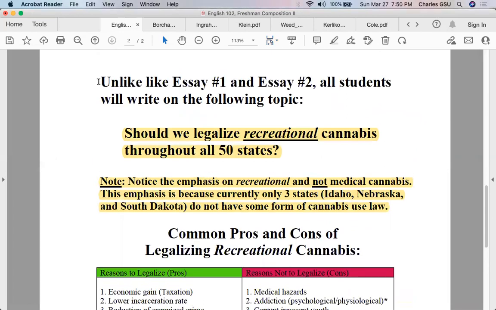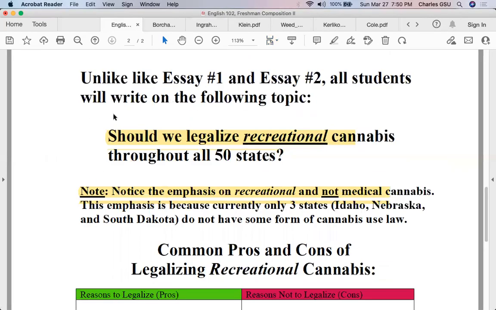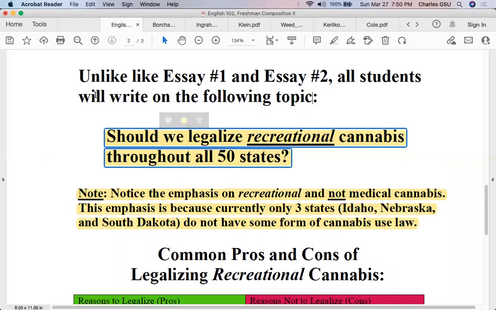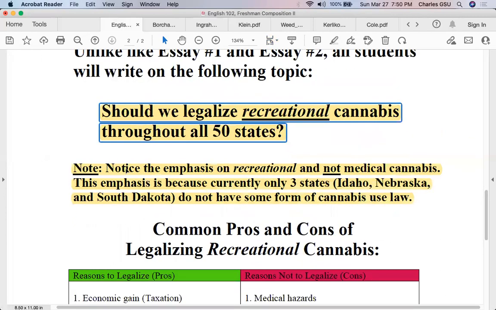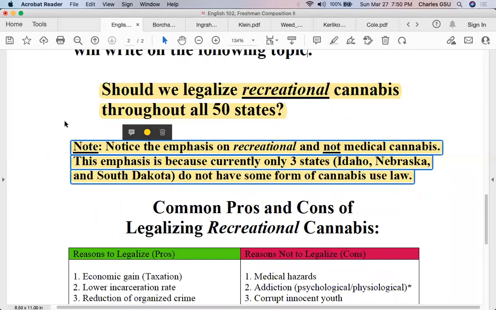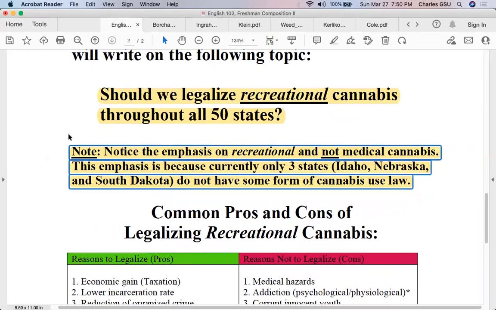So as I said a second ago, unlike essay 1 and 2, everyone would be writing on the same topic, which is, should we or should we not legalize recreational cannabis throughout all 50 states? Now notice the word recreational is italicized and underlined. And I say here right below, notice the emphasis on recreational and not medical cannabis.